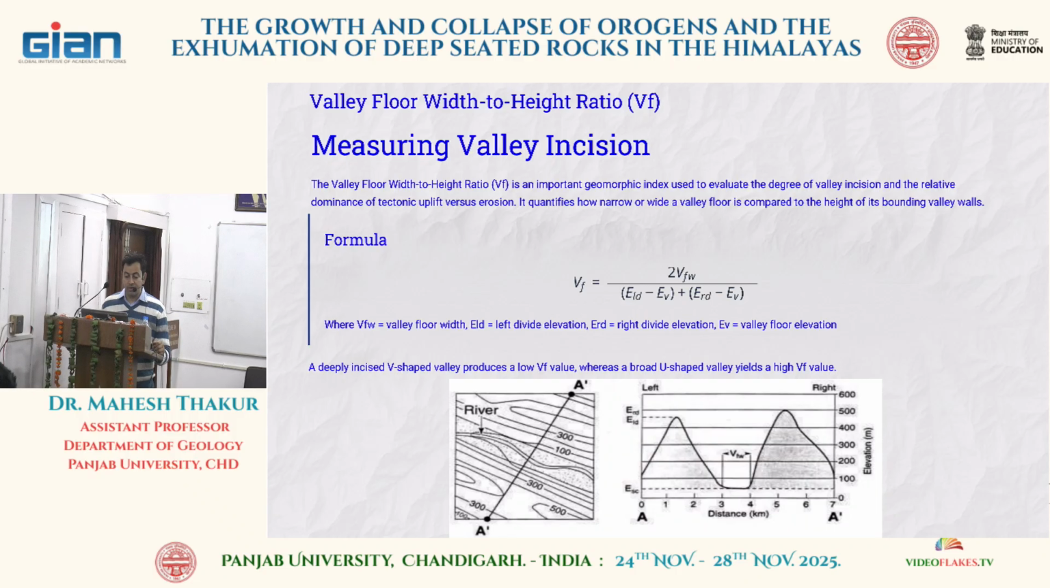So the formula is Vf equals 2 VFW divided by (VLD minus VE) plus (VRD minus VE), where VFW is valley floor width, VLD is left divide elevation, VRD is right divide elevation, and VE is the valley floor elevation. A deeply incised V-shaped valley produces a low VF value, whereas a U-shaped valley yields a high VF value.